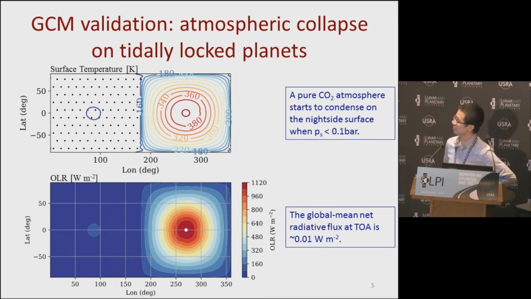Then to validate this 3D model, we still compare it with previous runs. We choose this problem of atmospheric collapse on synchronous rotating planets because it's very simple. The atmosphere is pure single component, and the circulation is isotropic and only governed by a global overturning circulation. It's very easy to compare with. And the result is consistent with previous models like the LMD model with different radiative and boundary layer schemes.